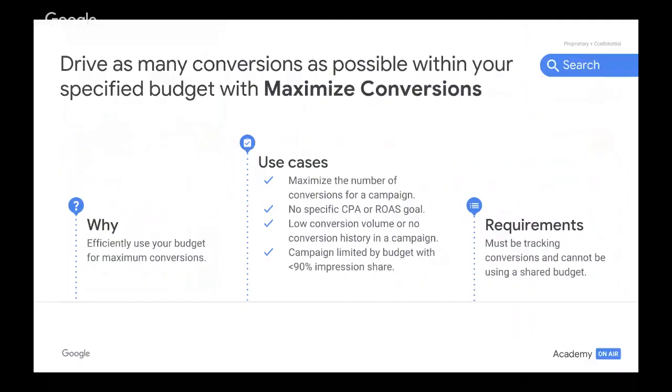And finally, we do want to note that it'll work best with campaigns that have less than 90% impression share. Essentially, if we do have less than 90% impression share, we've got room to grow into and capitalize on more opportunities in the auction.